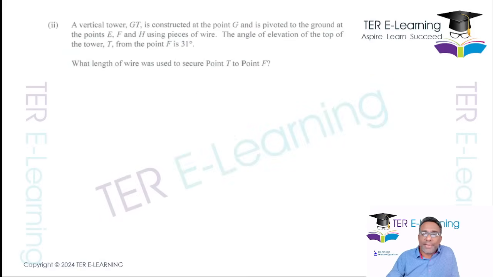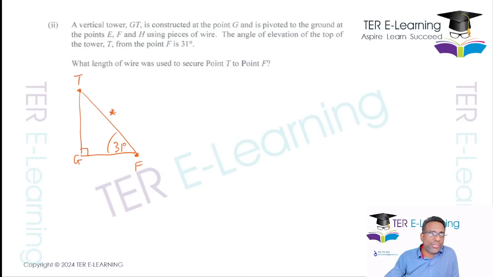So let's see what they're saying here. So you have the tower, right? So this is G, this is the tower here, and this is T, and you have a point F here. They're telling me that the angle of elevation at the top of the tower T from F is 31. So this here is 31 degrees, right? The length of the wire used to secure the point T to F. So they want to know this distance here, right?